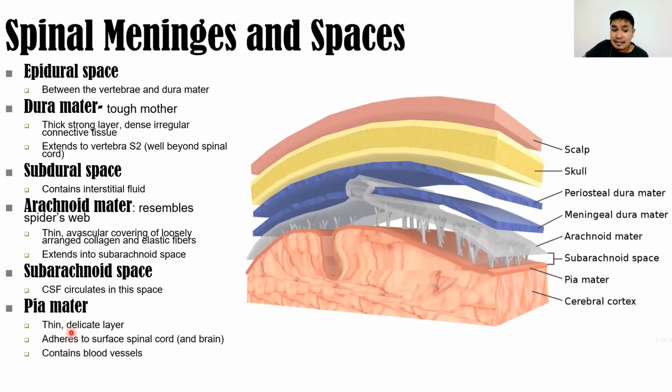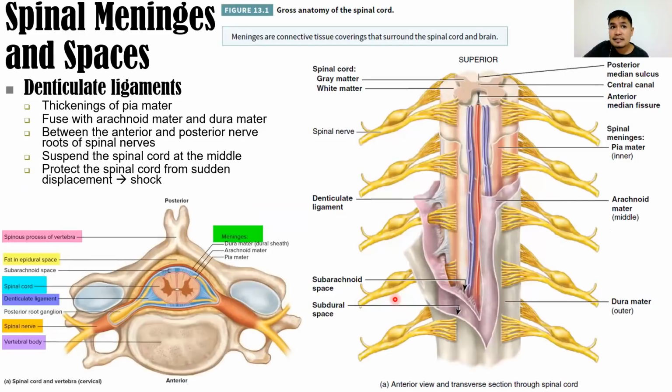It's a thin, delicate layer that adheres to the surface of the spinal cord and the brain, like in this picture, and contains blood vessels. This is for the skull. You have your scalp, the skull, then your dura mater. The epidural space would be this space here. Then you have your dura mater, arachnoid mater, subarachnoid space, and then your pia mater that closely covers the spinal cord, or in this picture, the brain, the cerebral cortex, part of the cerebrum. The singular form of meninges is meninx.